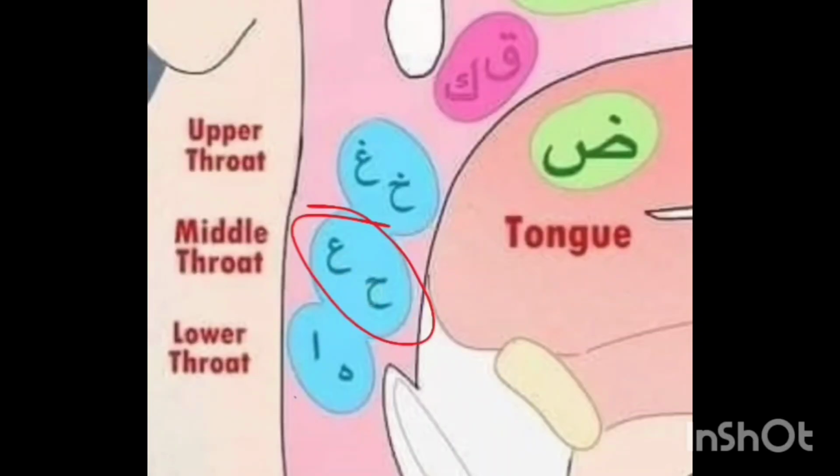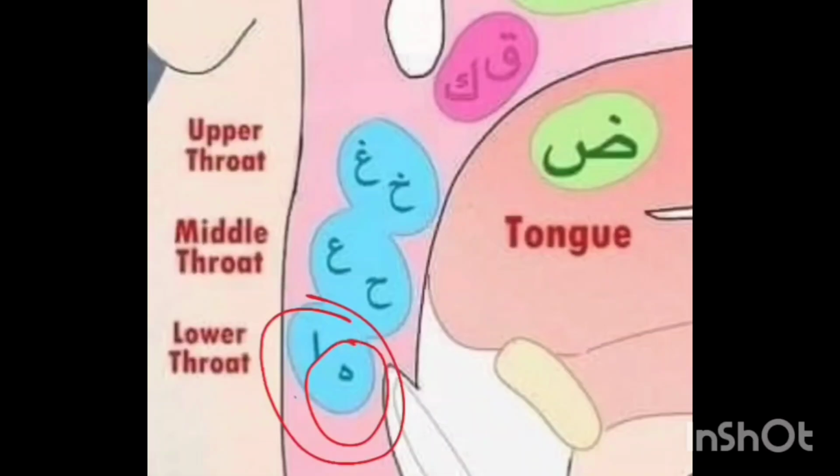Now for the middle throat area, for these two letters, let's start with the first letter, ha, ha, ha. Now the second letter, ain, ain, ain. Finally, for the lower throat area, let's start with the first letter, ha, ha, ha. Now the second letter. The second letter is alif, but when you pronounce it, let's pronounce it as a. A, a, a. Well done!